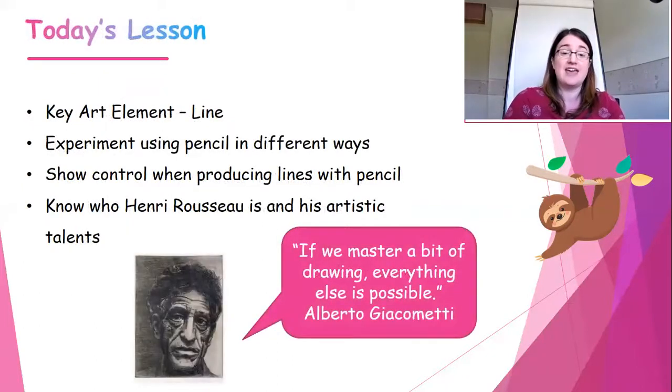So today our key art element is line, and I'll talk to you a little bit more about that in a minute. We are going to be experimenting with using our pencil. We're going to show different ways of drawing lines with our pencil, and we're going to find out a little bit about Henry Rousseau, the artist. And this is a quote here from another artist called Albert Giacometti. And he says, if we master a bit of drawing, everything else is possible. So what he's saying is, if you can get good at drawing first, then all the other kinds of arts are much easier to do, because lots of them rely on drawing to start off with.